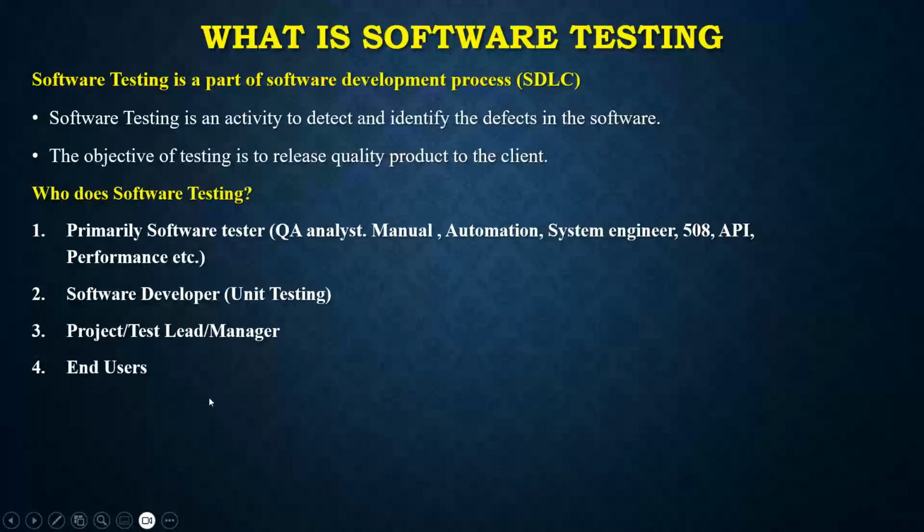So in a team, different people do the software testing, but if you talk about thorough testing, starting from end to end, A to Z, that's primarily the software tester's responsibility. And your job could be a QA analyst, manual tester, automation tester, system engineer tester, FIFO API, and many more. We will discuss in our upcoming slides. So I will stop here and ask you if you have any question.